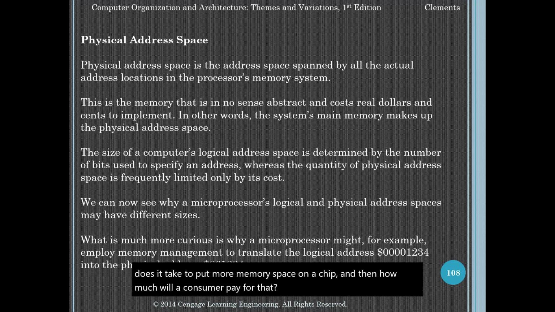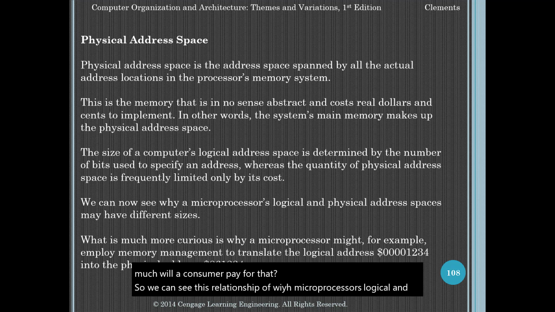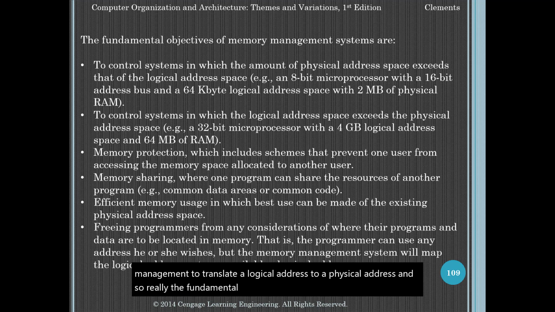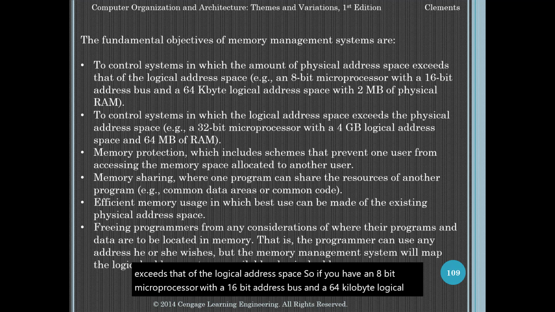So we can see why a microprocessor's logical and physical address spaces may have different sizes. What is a little more curious is why a microprocessor might employ memory management to translate a logical address to a physical address. Really, the fundamental objectives of memory management are to control systems in which the amount of physical address space exceeds that of the logical address space. So if you have an 8-bit microprocessor with a 16-bit address bus and a 64 kilobyte logical address space and 2 megabytes of physical RAM, right?